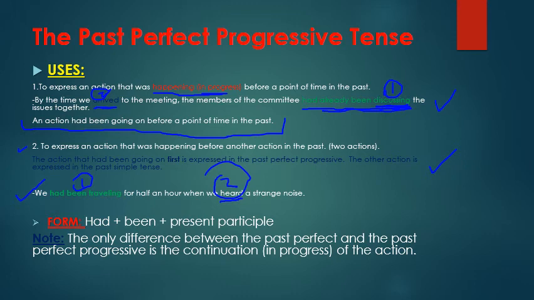Form, how do we write it? Had plus been, those are constant all the time. And then the present participle. What do I mean by present participle? I mean verb plus ing, okay? Verb ing. And this note here that I just mentioned: the only difference between the past perfect and the past perfect progressive is the continuation in progress. The action was in progress, okay?